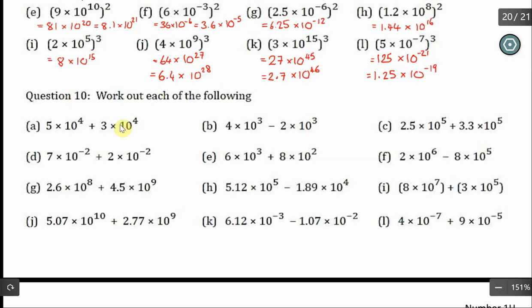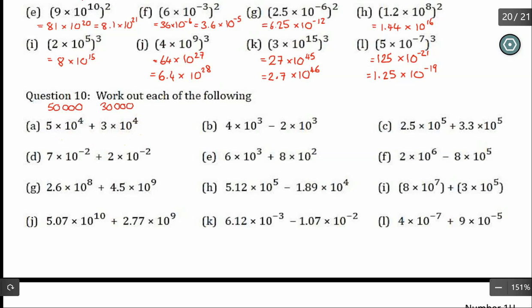So look at the powers. Usually when they give you a question like this, the powers will either be the same or there will be one difference in them. There'll be a difference of 1 between them. I'll show you why that's important. So 5 times 10 to the power of 4, if I was to write that as an ordinary number, that would be 50,000. 3 times 10 to the power of 4 would be 30,000.